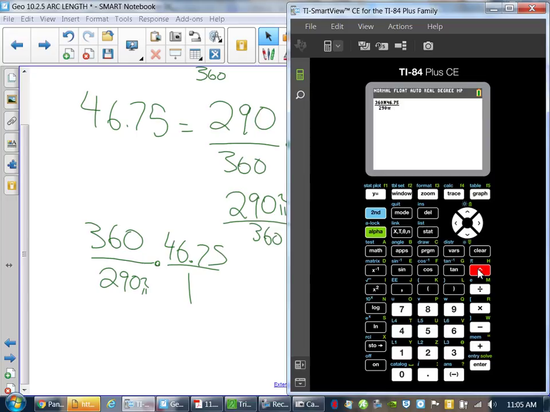Whenever you have pi in the denominator with some other number, you need to make sure that you either use the fraction bar, or you have to group it with parentheses. Otherwise, you're going to get it wrong.